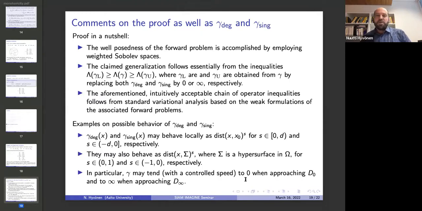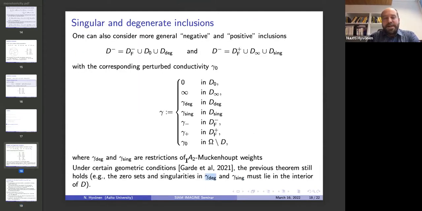And then the proof in a nutshell. I haven't really proven anything, but this use of A2 Muckenhaupt weights is kind of standard. That's how you can extend elliptic equations.